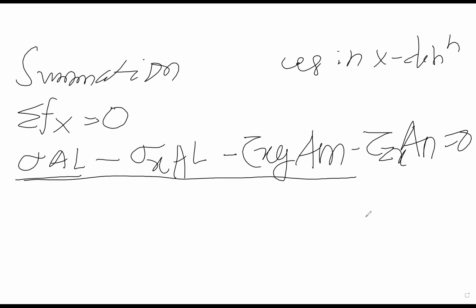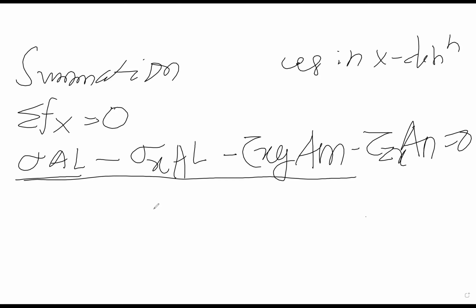Tell me. Sigma A L is the total force. That's why we are not subtracting. Sigma A L is the total force on the oblique plane or the three-dimensional plane. The negative symbols are coming because of the directions.